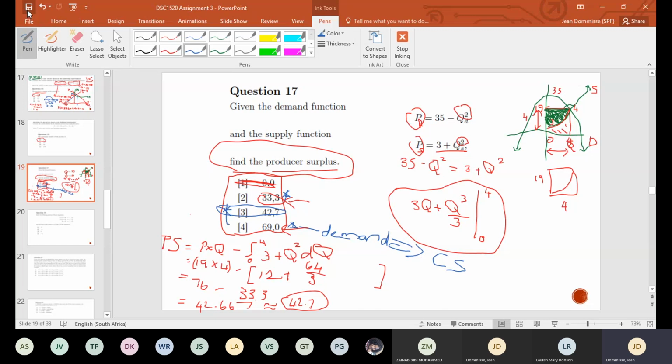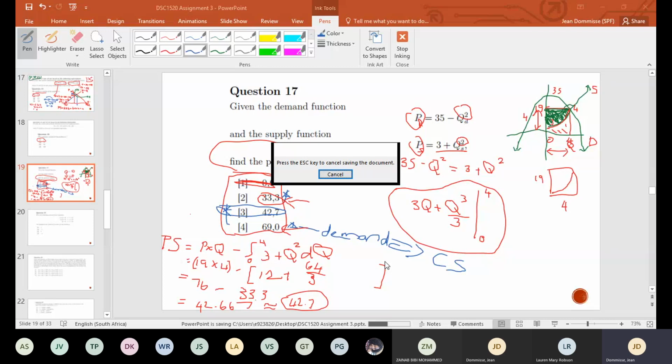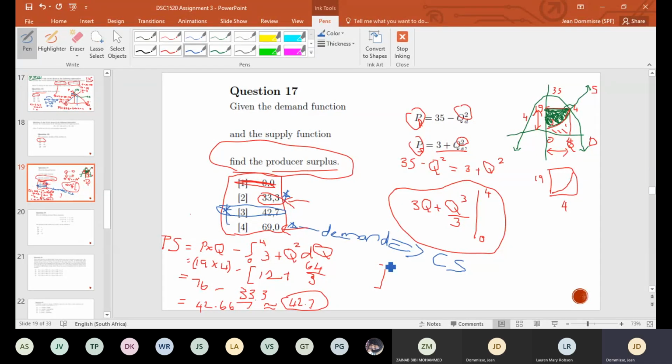Okay, happiness with this one. Let me just save it, hopefully it doesn't crash again. Okay, everybody happy? Can we continue to the next one? Okay, cool.